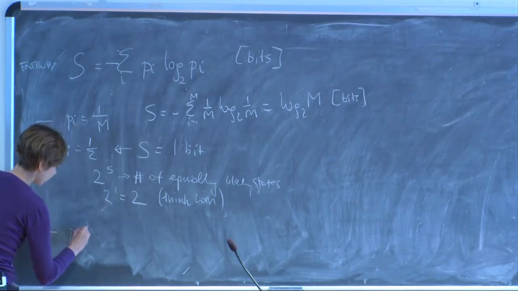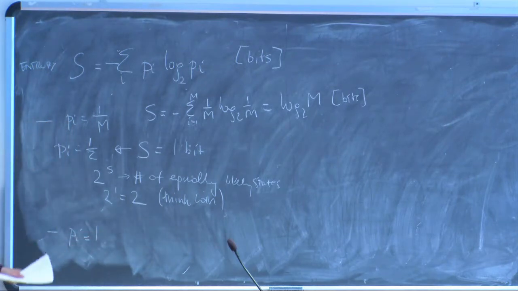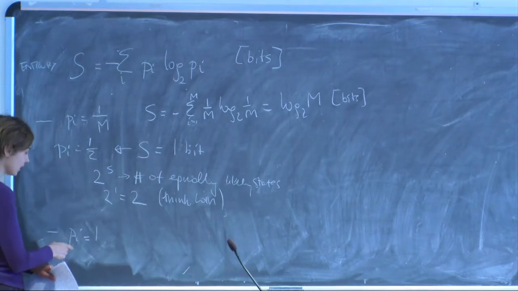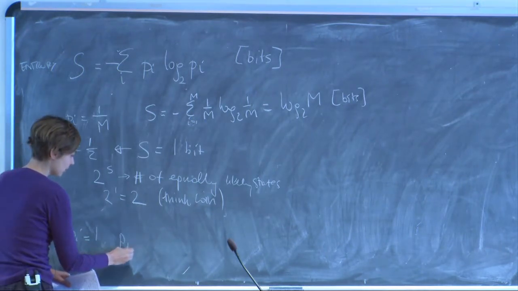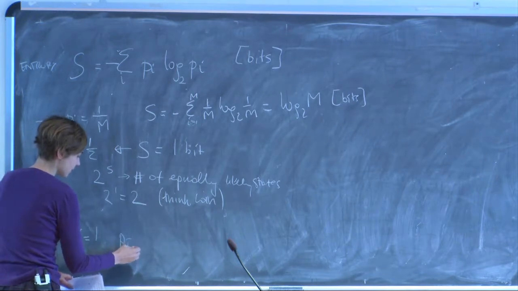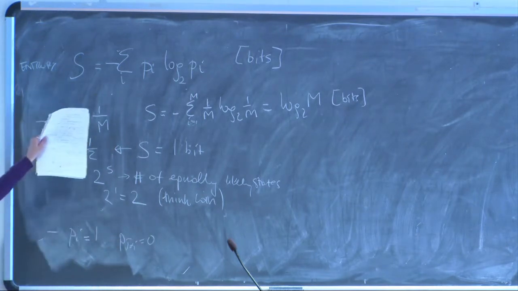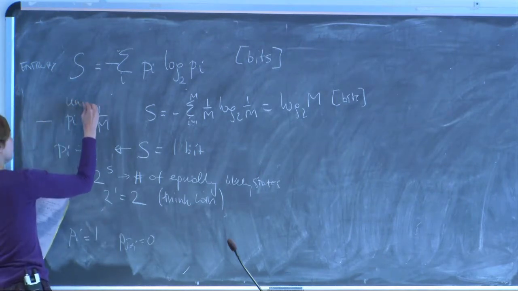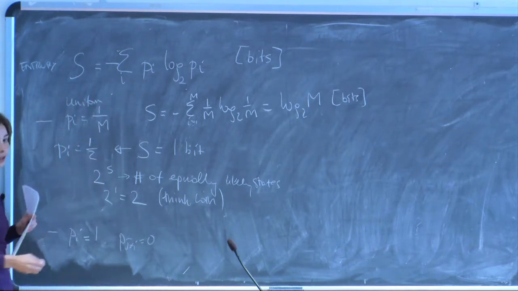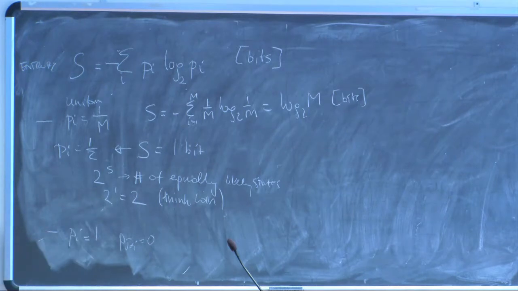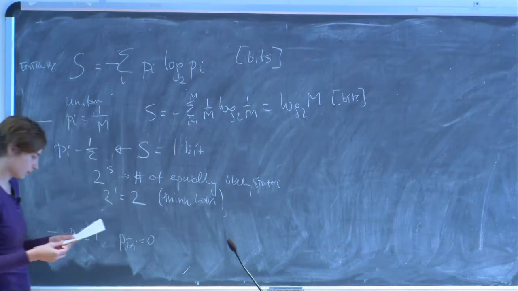We can ask, well, what if in fact the probability to be in one state is 1 and the probability to be in all other states that are not this state is 0, right? So here I had a uniform distribution and now I have a completely biased distribution. I have a delta function-like distribution.